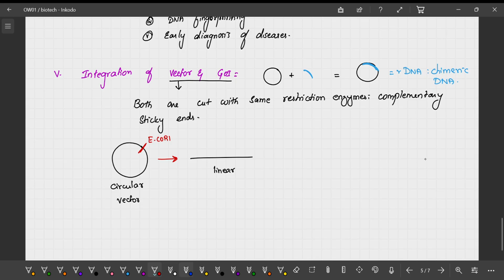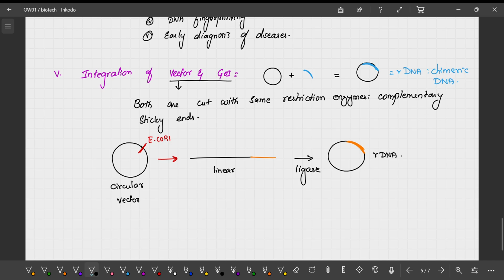And then we already have our gene of interest, which is also going to have the complementary strands. So we are going to attach our gene of interest here, and then it is going to form our recombinant DNA. Ligases will be used in this case. So this is going to be rDNA that has been formed with the help of restriction enzymes and ligases. Now a recombinant DNA has been formed.